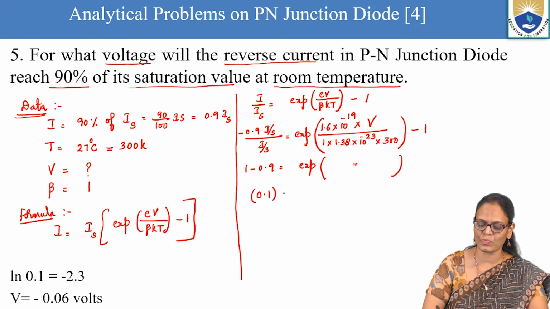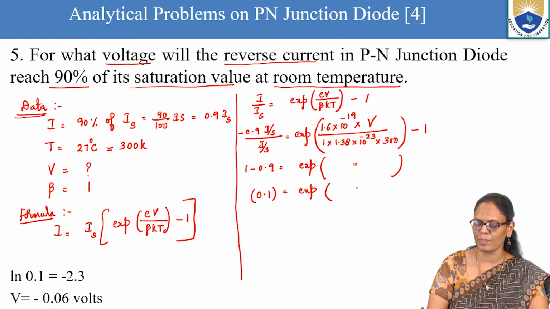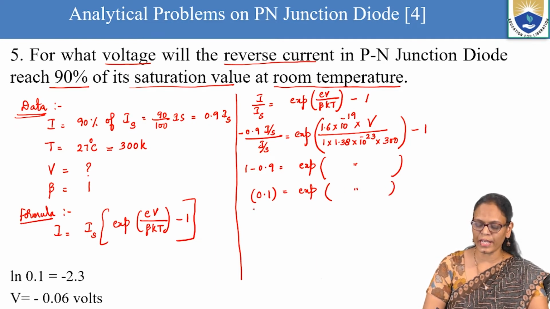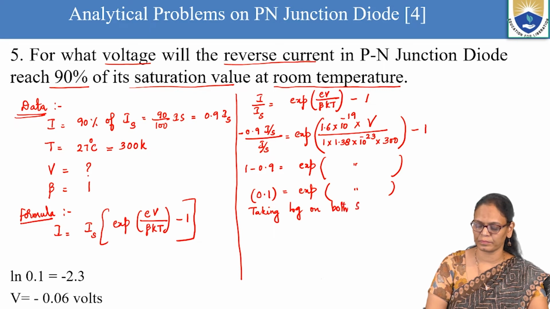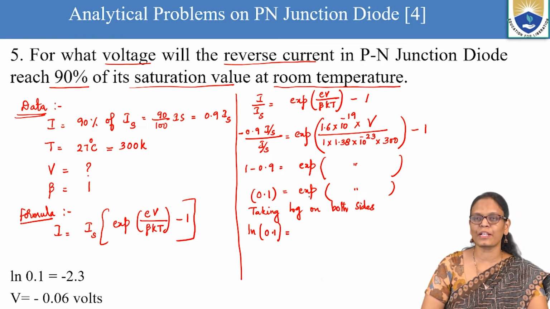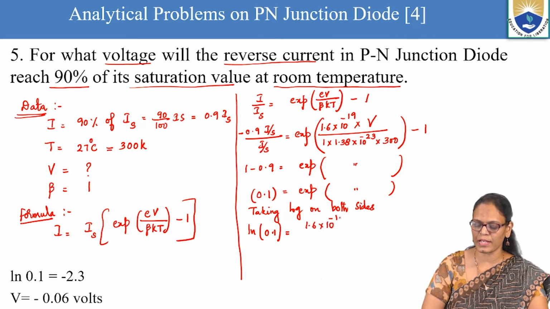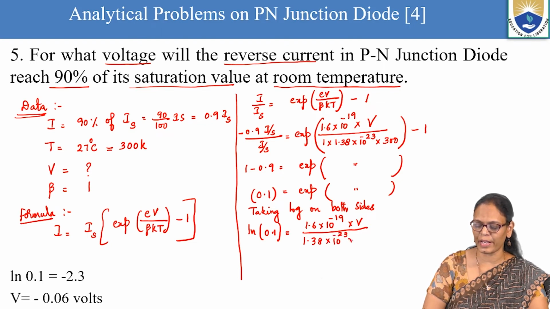So what we do here is we will take logarithm on both sides. 0.1 is equal to the exponential, taking log on both sides. What we have is ln 0.1 will be equal to, since the exponential and ln will cancel, just 1.6 into 10 power minus 19 into V upon 1.38 into 10 power minus 23 into 300.